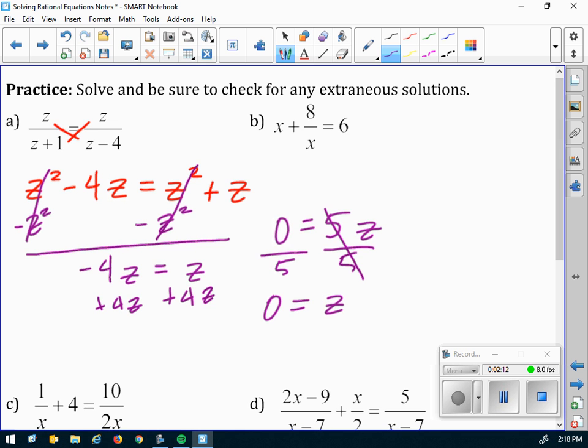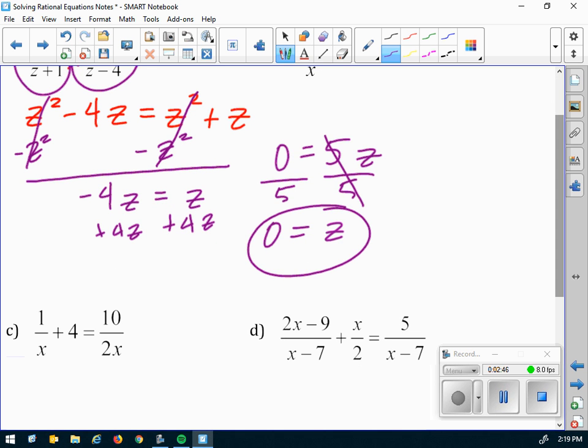If z is 0, what's this fraction? 0 over, what is 0 divided by 1? 0. Yeah, so 0 divided by 1 is 0. What's this if z is 0? 0 divided by negative 4 is 0. So I get 0 equals 0. Therefore, my solution is a good one.